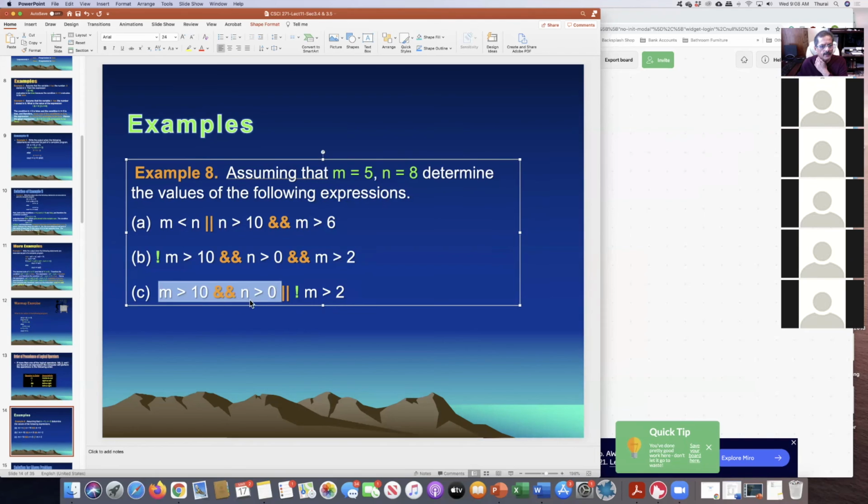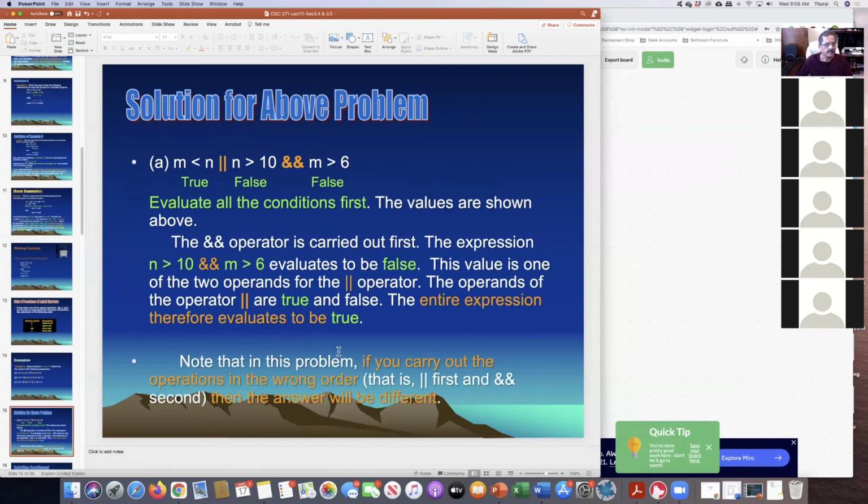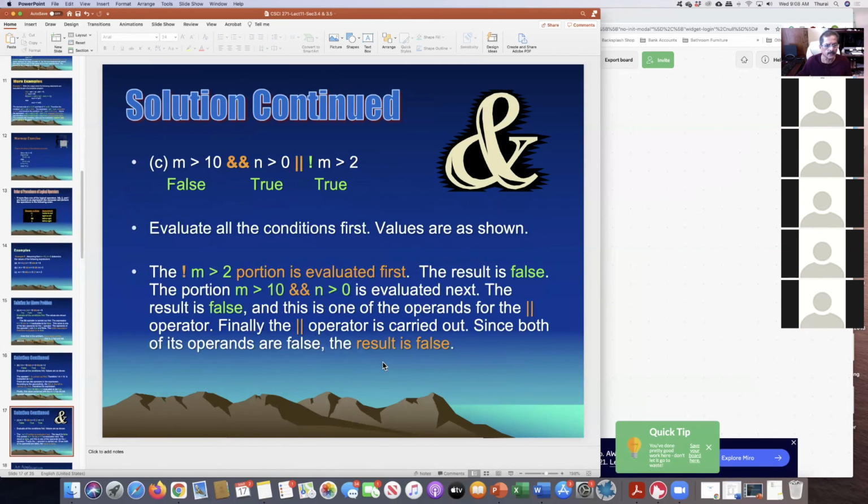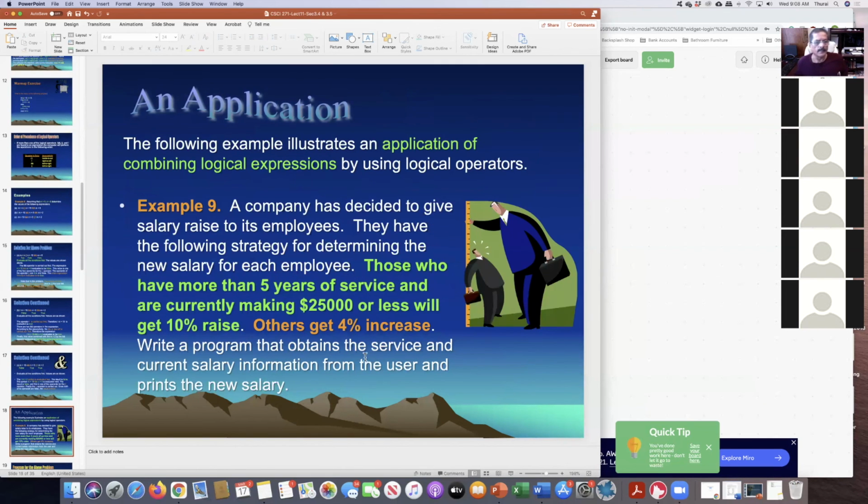So therefore, we need to do this next. M greater than 10 is false, n greater than 0 is true. So the combination is false. AND operator produces false. So we have a false on the left of OR operator and false on the right of OR operator. This is also false. So the whole thing is false. So the answer to this is false. Any question? All right, moving on. That's the explanation for those questions. Now let's see an example of application.